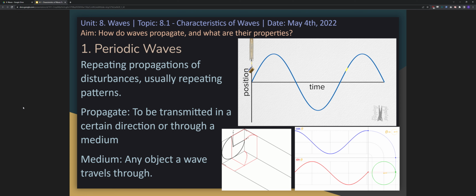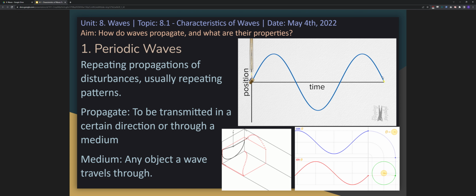But we're essentially going to be talking about waves, right? So waves are repeating propagating disturbances, usually repeating patterns. As you can see in this GIF right here, the top GIF, you see a spring and a mass, and it's going down and up and down and up. This is a repeating pattern, and we can graph that pattern by drawing it as a wave.